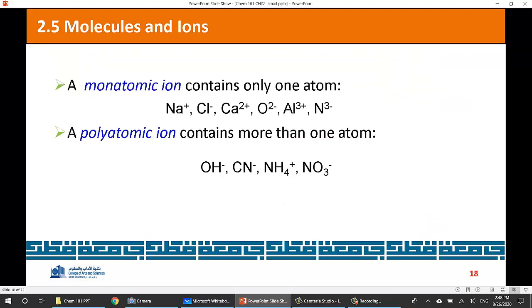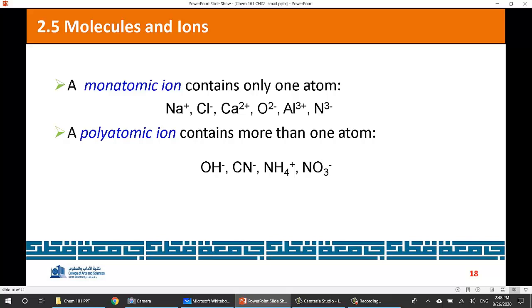Again, it's the same idea here, that ions themselves are classified as monoatomic or polyatomic. A monoatomic ion is an ion that contains only one atom. So Na plus, Cl minus, Ca2 plus, etc. Polyatomic ions contain more than one atom. For example, hydroxide ion, OH minus, or CN minus, or NH4 plus, or NO3 minus. These are all polyatomic ions.